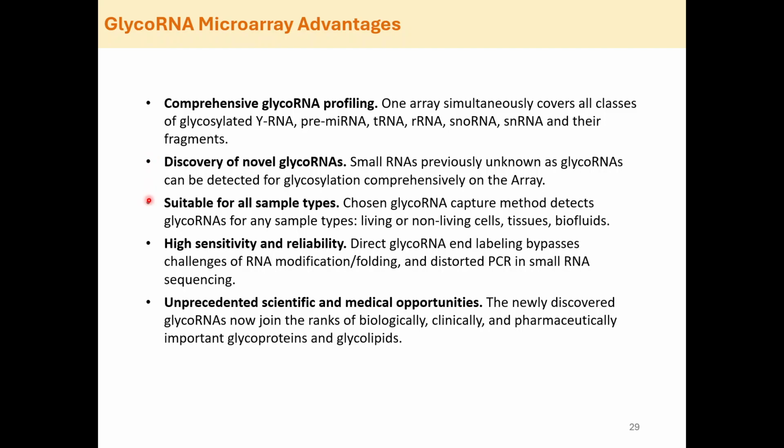Suitable for all sample types. The chosen glycoRNA capture method detects glycoRNAs for any sample types: living or non-living cells, tissues, biofluids. High sensitivity and reliability: direct glycoRNA end labeling bypasses challenges of RNA modification or folding and distorted PCR in small RNA sequencing. Unprecedented scientific and medical opportunities. The newly discovered glycoRNAs now join the ranks of biologically, clinically, and pharmaceutically important glycoproteins and glycolipids.